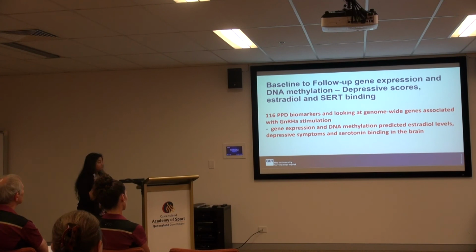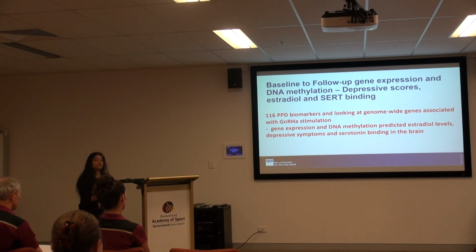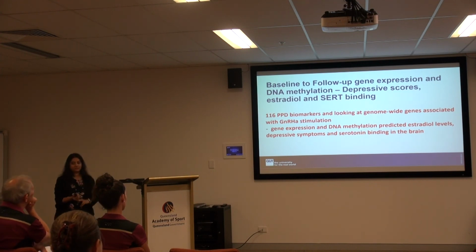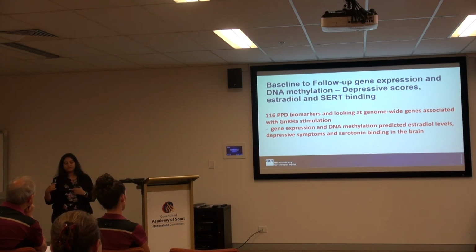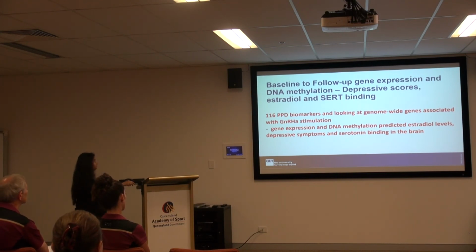We found that when we looked at our panel of genes, and also genome-wide, there were gene expression and DNA methylation patterns in the women who had been treated with the GnRHA that predicted estradiol levels, but also depression, as well as the serotonin binding in the brain. So in a way, this gives us some hope and replication of what we have seen in our postpartum depression sample, but here in a specific model where we know that estradiol plays a role. And it causes depression and affects brain signaling.